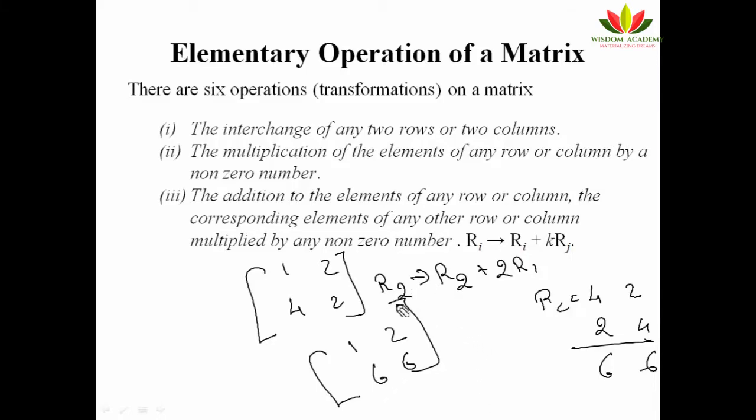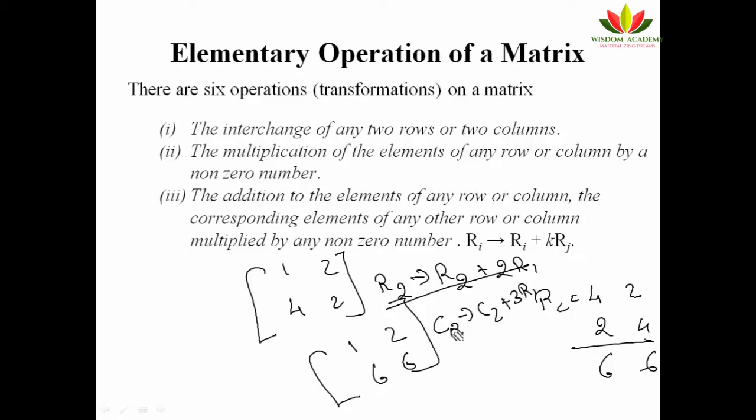If I do the same thing with columns, it will come like this. So these are the options. I am showing examples. You can use any number, and whatever column or row you want. These are the 6 simple elementary operations that we are going to use in the matrix.